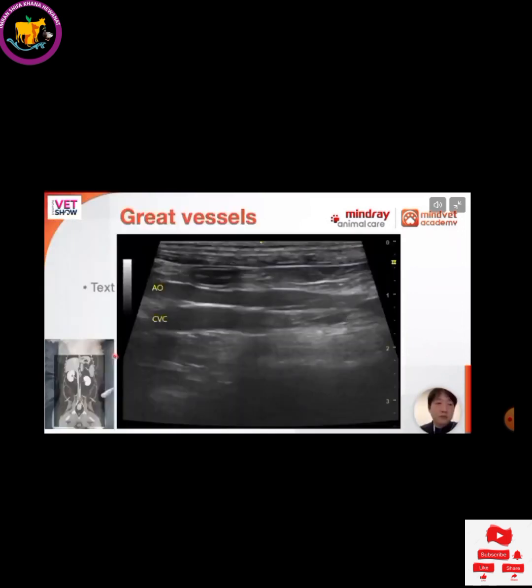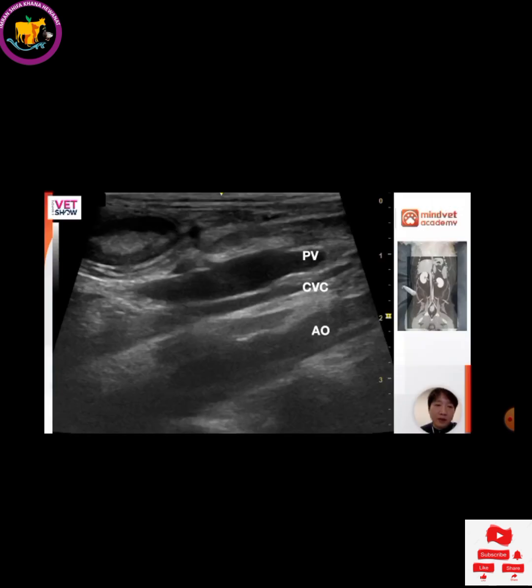To find the great vessels, first start on the left side, place the probe laterally, and then sweep the probe toward the spine. You will see the aorta first because it lies on the side of the abdomen, and sweep the probe to the medial. The portal vein is located ventrally to the caudal vena cava and aorta.